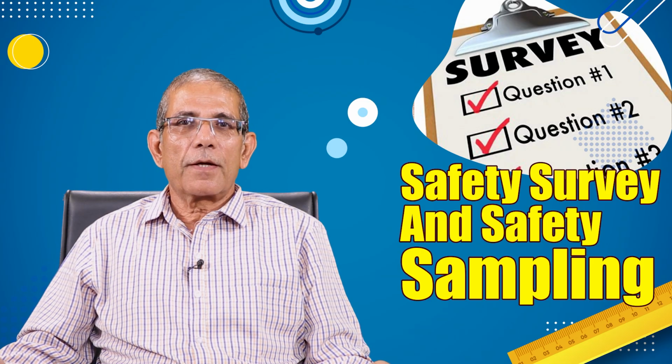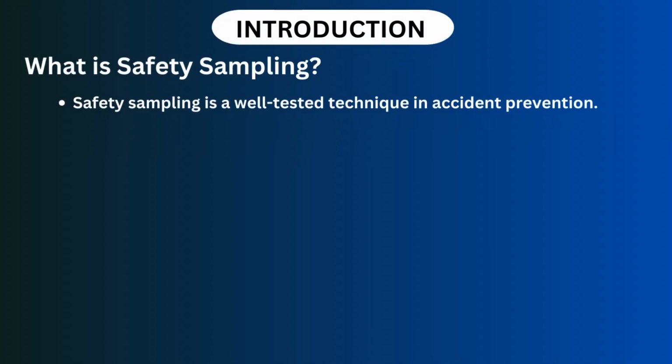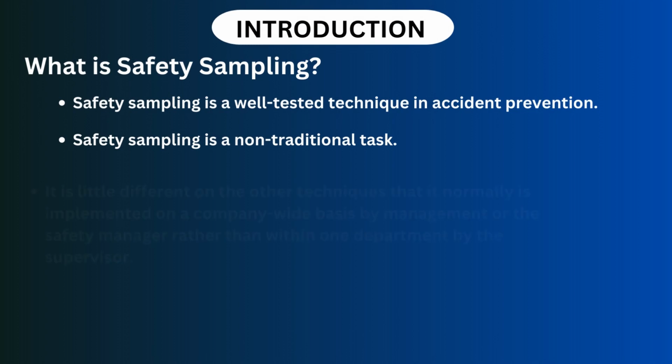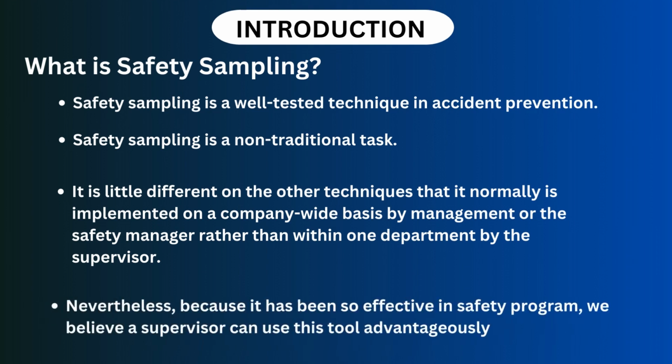Now safety sampling will be discussed in detail. Safety sampling is a well-tested technique in accident prevention. Safety sampling is a non-traditional task. It is a little different from the other techniques in that it is normally implemented on a company-wide basis by management or the safety manager rather than within one department by the supervisor. Nevertheless, because it has been so effective in safety programs, we believe a supervisor can use this tool advantageously.